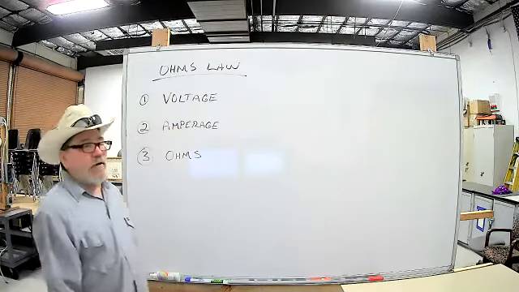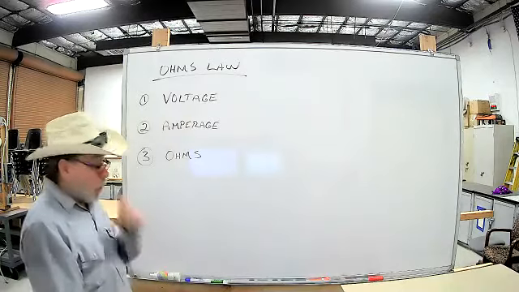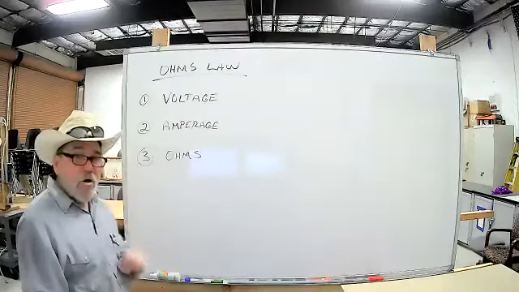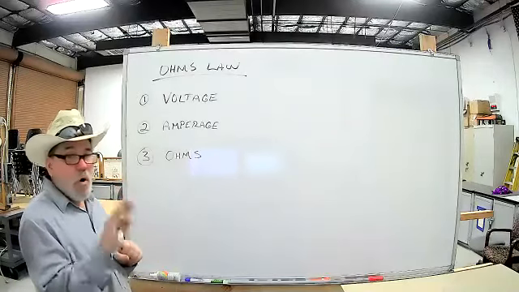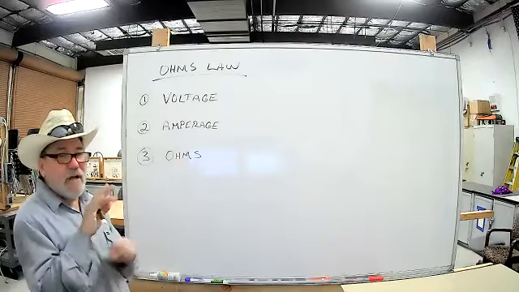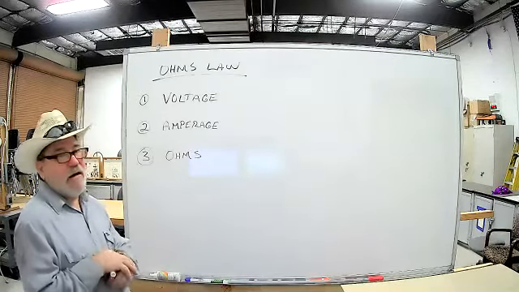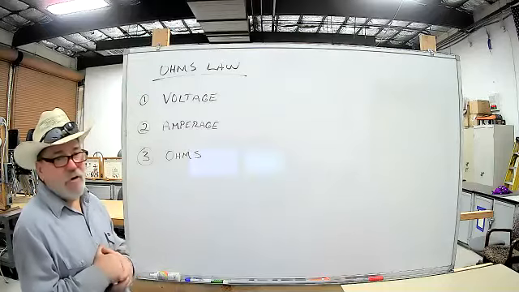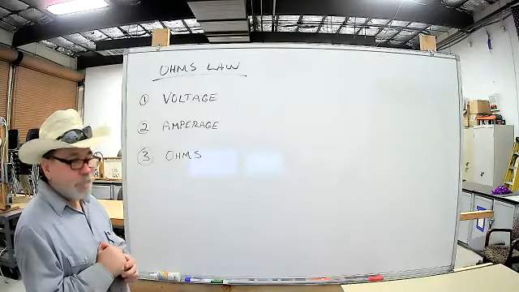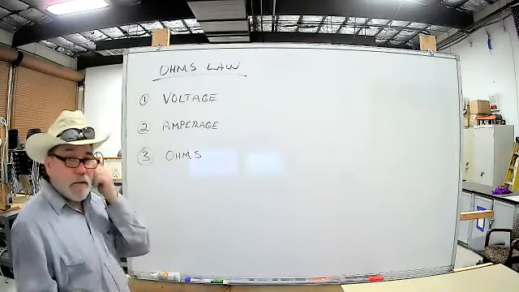Ohms is a resistance to that flow. It's like a little hose that can't flow a whole lot of water because it's so tiny, it flows a little bit. It has a lot of resistance: you put a lot of pressure on there and you can still only flow so much water. But if you get a big giant pipe, it'll flow a bunch of water.